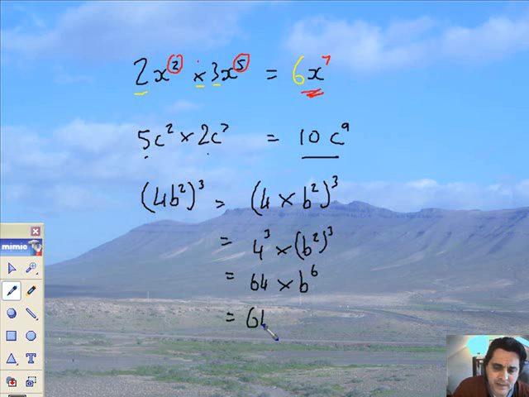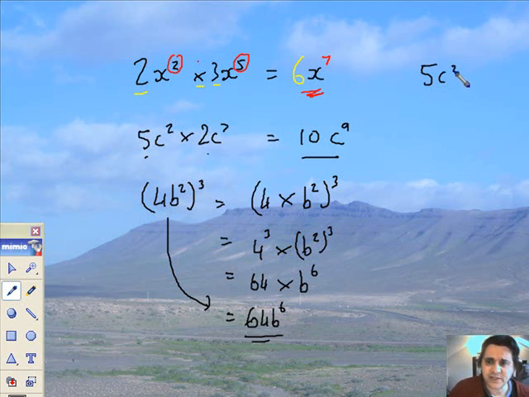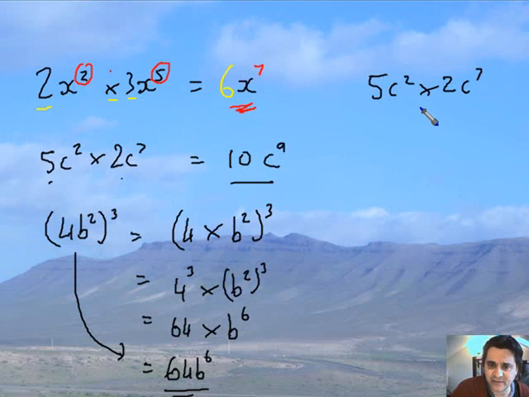All together now, 64b to the power of 6. That's how you write it, don't put a times. This is algebra. That is that. You don't have to show all this, just do it. 4 to the power of 3, 64, b to the power of 2, cubed up, b to the power of 6. Finished. Easy peasy. I'll do the last one, because I suppose it's the hardest one, but I can't see where.